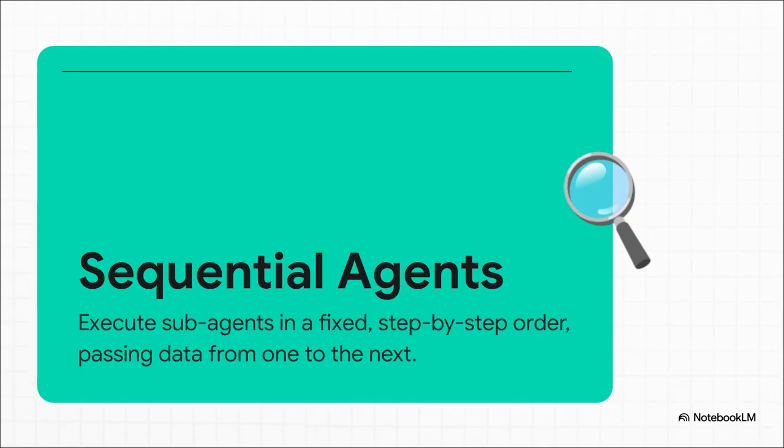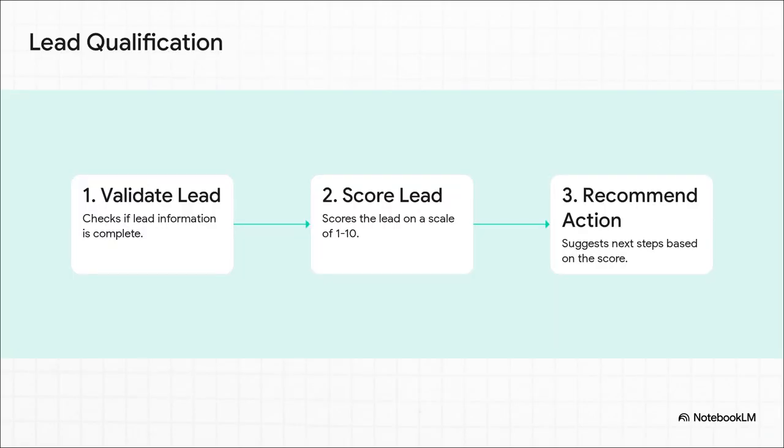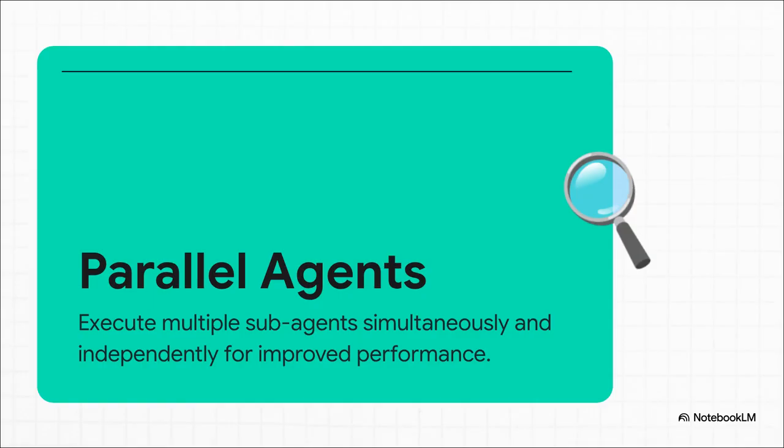The best way to think about these is like an assembly line in a factory. They're perfect for any process where the order of operations is absolutely critical. Where the output from step 1 has to become the input for step 2. A textbook example of this is qualifying a sales lead. You'd have one agent whose only job is to check if the lead's information is complete. If it passes, it moves down the line to another agent that scores the lead. And finally, a third agent recommends what to do next based on that score. See? Step by step.